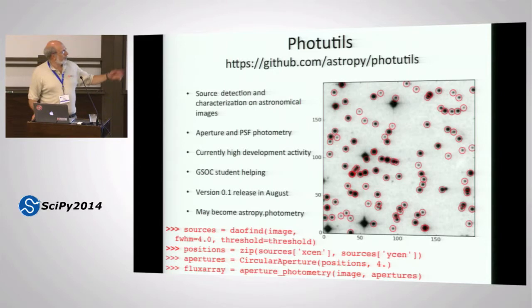This is just an example image that they show of sources identified in an image, and I've added some of the lines below that are sort of key to what you'd have to do to identify those sources, the sort of the essence of the code to do that, and do some photometry on that.